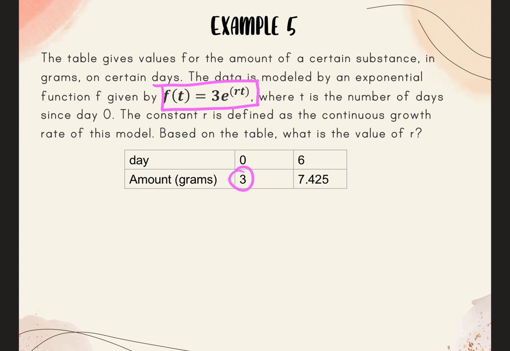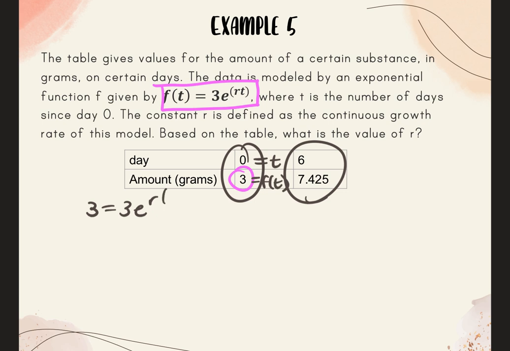In this table, I have 2 sets of input-output. Those are basically 2 coordinate points. One is (0, 3), and one is (6, 7.425). Now, let's say I grab the first point. My input, which is t, is 0. My output, which would be f of t, is 3. Plug it in and see what happens. 3 equals 3e to the r times t, which is 0. So we plugged it in.